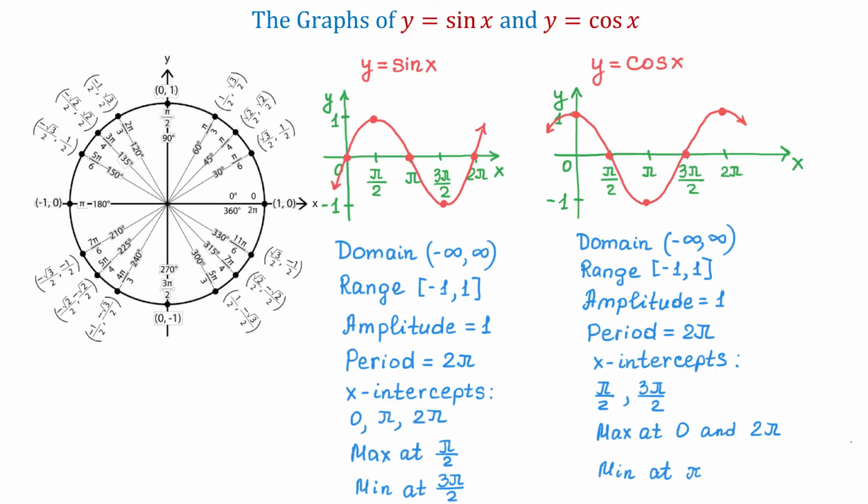It is very important to know how to tell apart these two graphs of the basic sine and cosine functions. Remember that sine crosses the origin and cosine crosses the y-axis at 1.